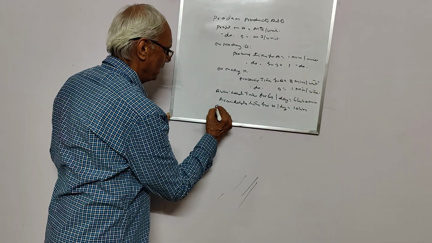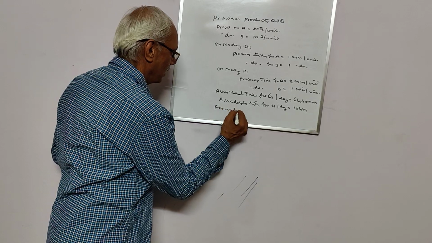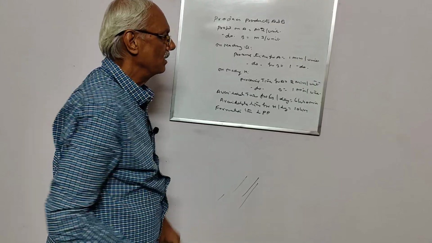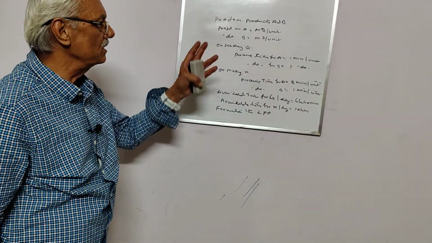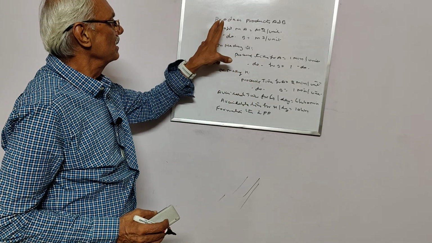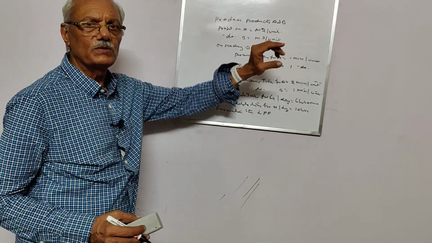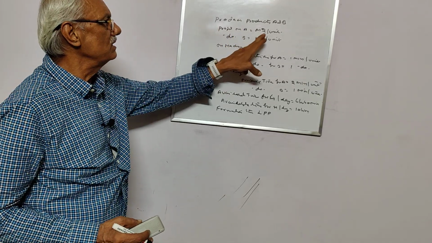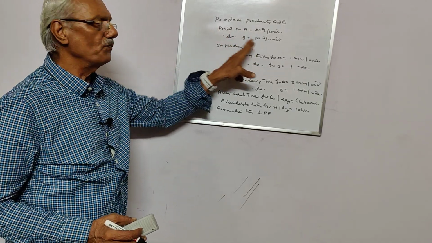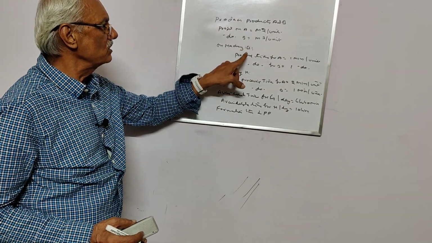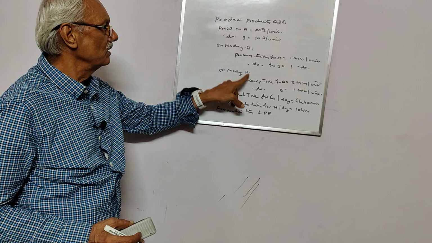Now formulate the LPP. Say this is our problem, so I will read this. There are two products that are being produced by a company, A and B. Profit on A is equal to 2 per unit. Profit on B is 3 per unit. They are processed on machineries G and H.